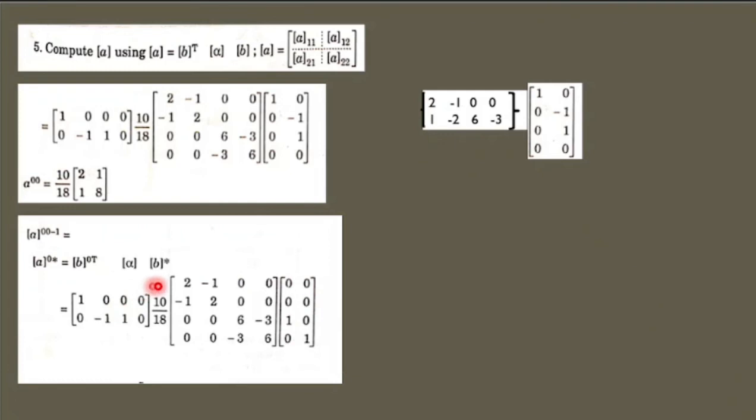Now, the same way you multiply B naught transpose into this value. The easiest part is you have already multiplied and you have the answer, yes or no. So, already you have this answer. So, you can directly write that answer and multiply with B star. So, what was the answer? 2, minus 1, 0, 0, 1, minus 2, 6, minus 3. So this was your answer here. Just multiply this answer into B star. You will be getting the A naught star value. Yes, you will be getting this answer. Yes or no?